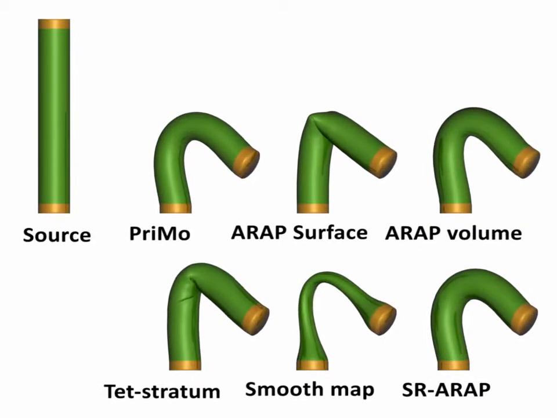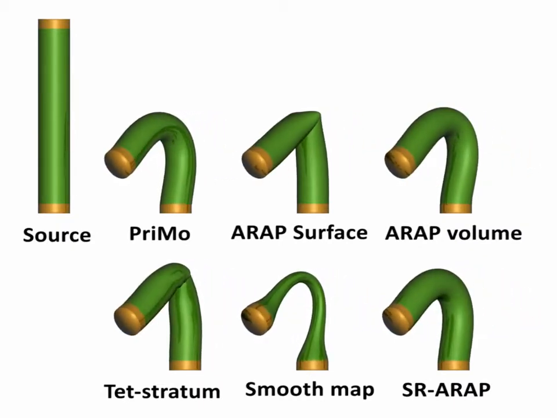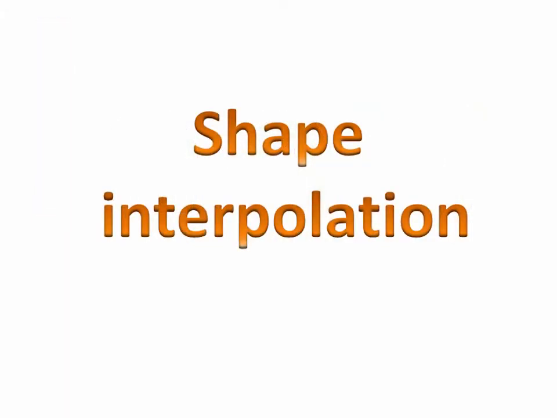We experimented with a construction of a stratum of tetrahedra that could be used for general triangle meshes. For example, given a triangle mesh, we created 3 tetrahedra from each triangle face and its 3 one-ring neighbor faces. We also considered a simple smooth mapping. None of these alternatives produced reasonable results, and the superiority of our SR-ARAP method is evident.